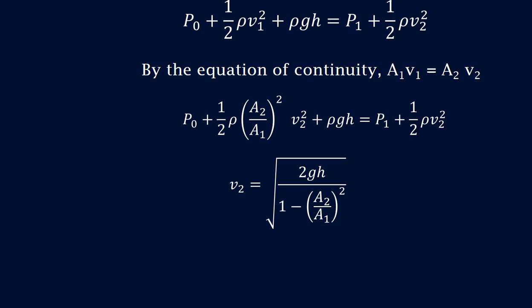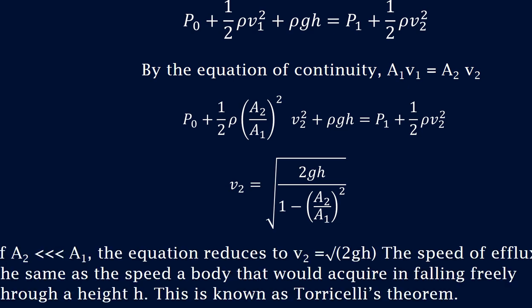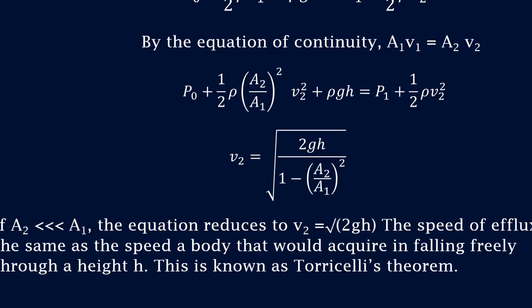If A2 is very much less than A1, the equation reduces to V2 = sqrt(2gh). The speed of efflux is the same as the speed a body would acquire in falling freely through a height h. This is known as Torricelli's theorem. Now, after going through the Venturimeter and Torricelli's theorem, let's solve some examples.